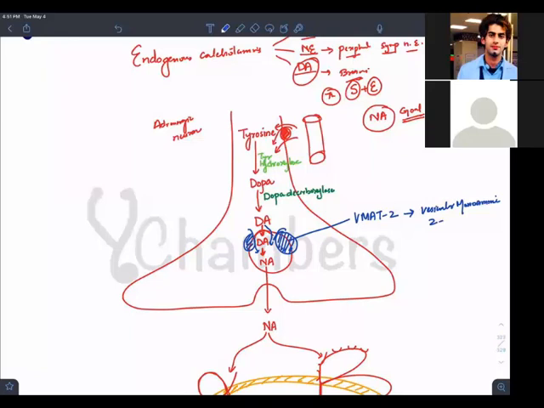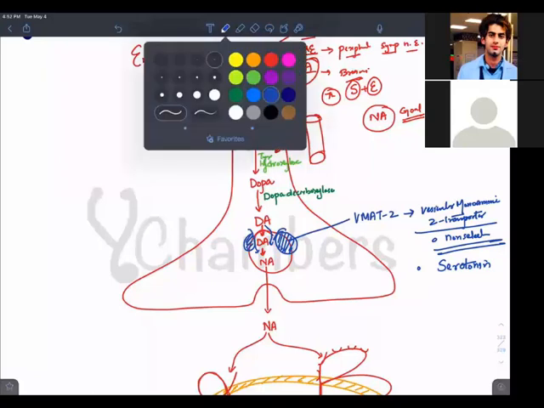This transporter is not a selective transporter. This is a concept you have to remember. It is a non-selective transporter, which means it can transport serotonin as well. Is it clear? Don't forget, please don't forget, doctors. Otherwise it will become a problematic thing, guys. Don't forget, I request you.